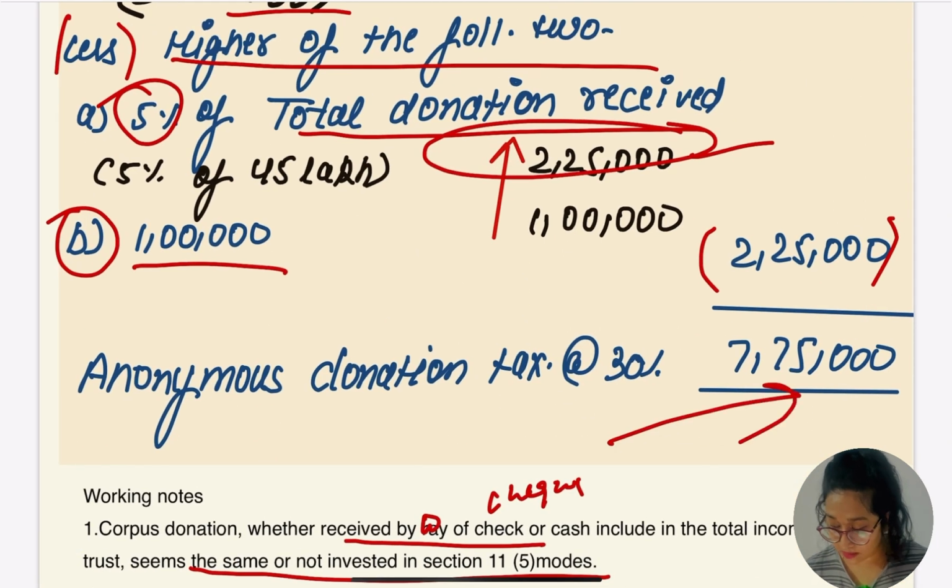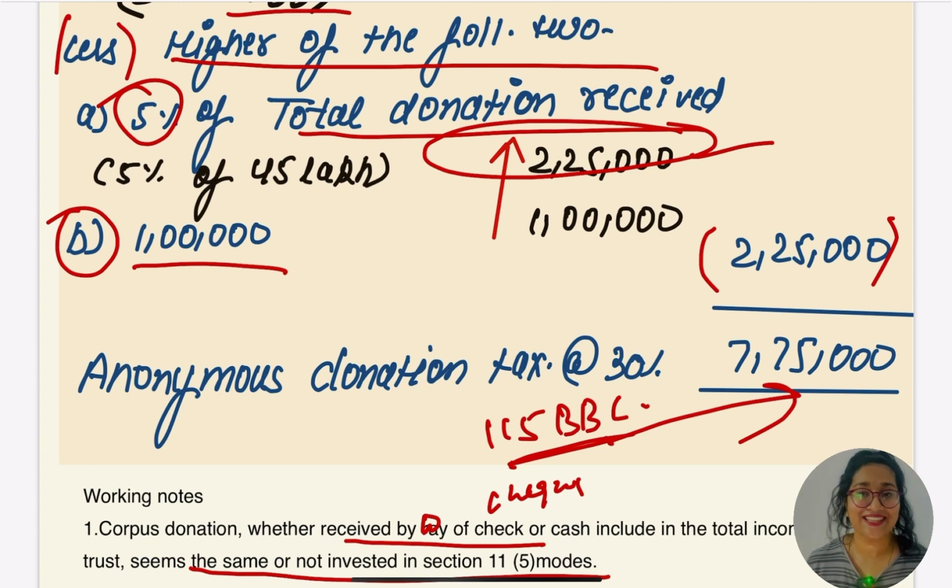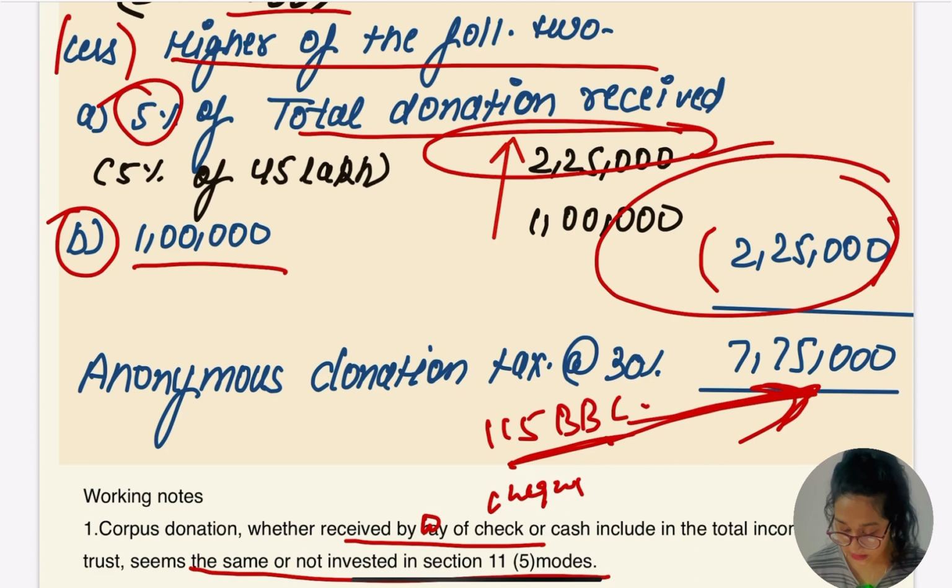So on the remaining 7,75,000, it is going to be taxable at the rate of 30% under section 115BBC. Please remember the section, 115BBC. Anonymous donation is taxable at the rate of 30% on this amount. So what about the 2,25,000, guys? This amount would be added back.